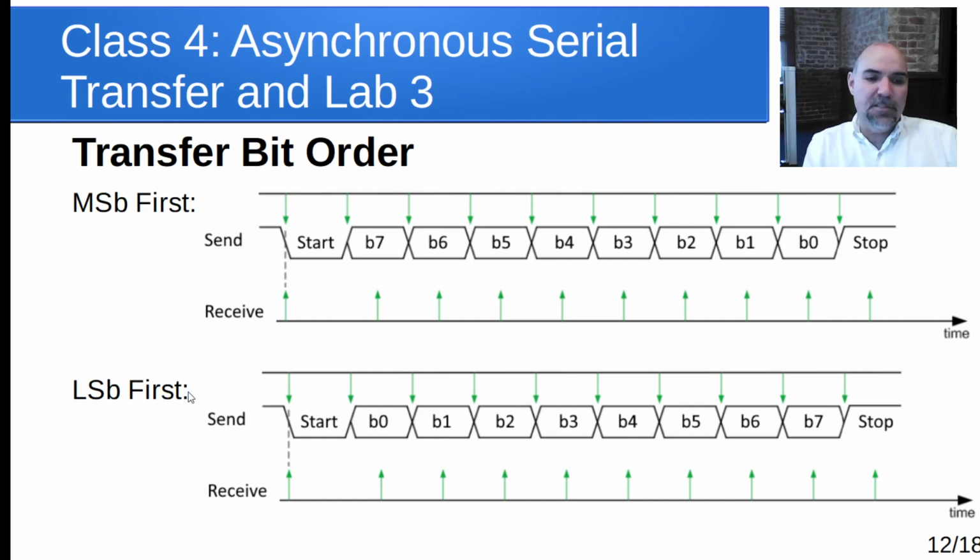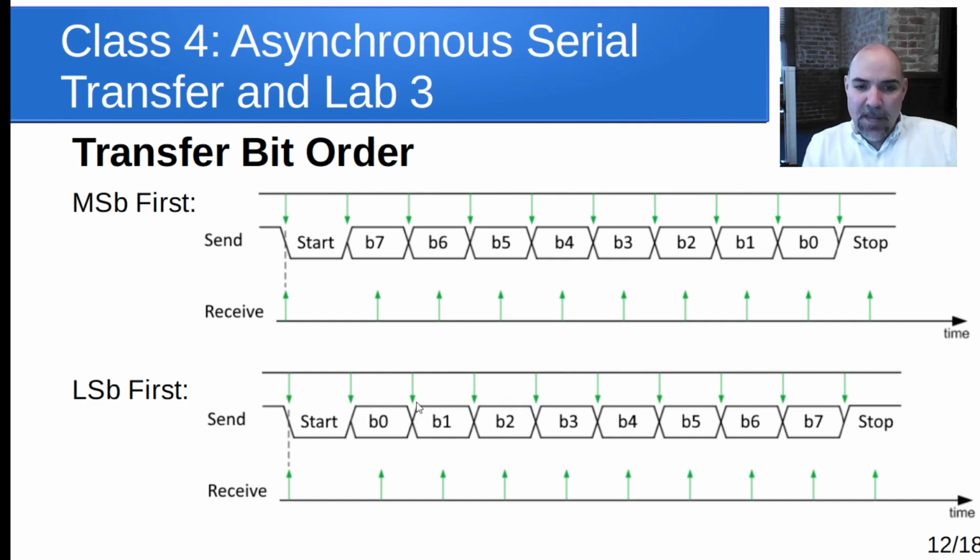Or let's do least significant bit first, that's more common. Put the start bit on. One unit later, B0 goes on the line. One unit later, B1. So in other words, pull the line low, wait for 1 unit. Put bit 0 on the line, wait for 1 unit. Put bit 1 on the line, wait for 1 unit. Put bit 2 on the line.